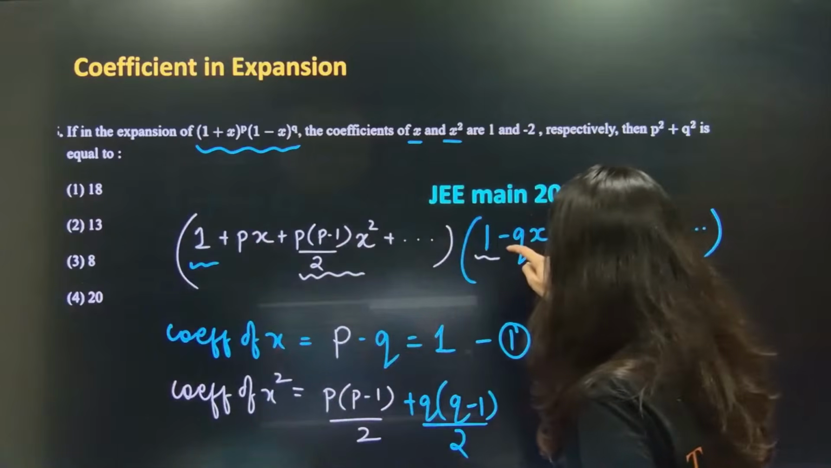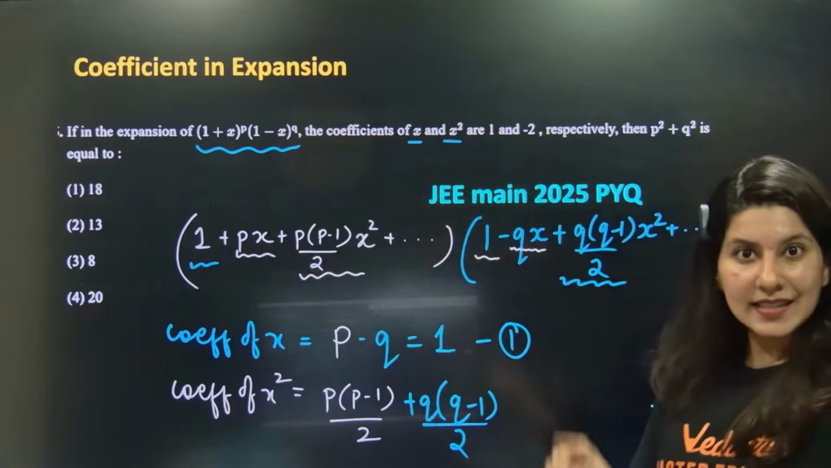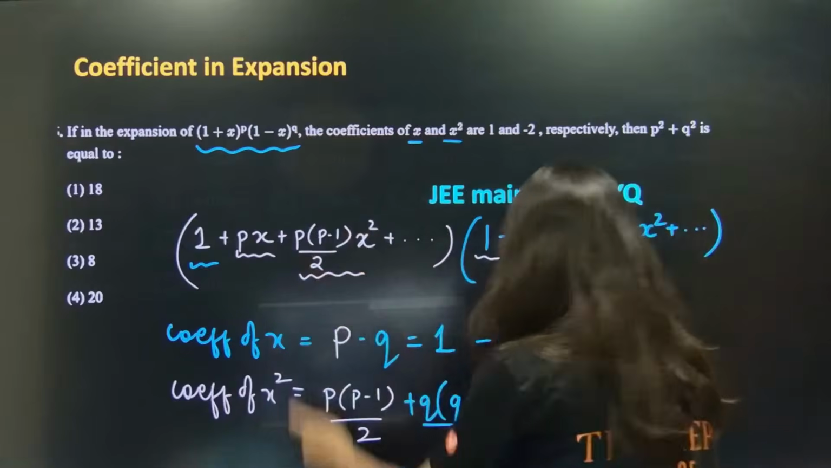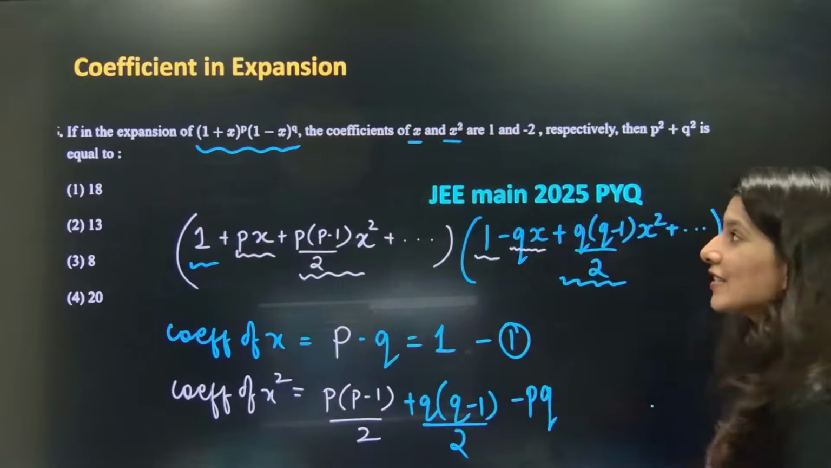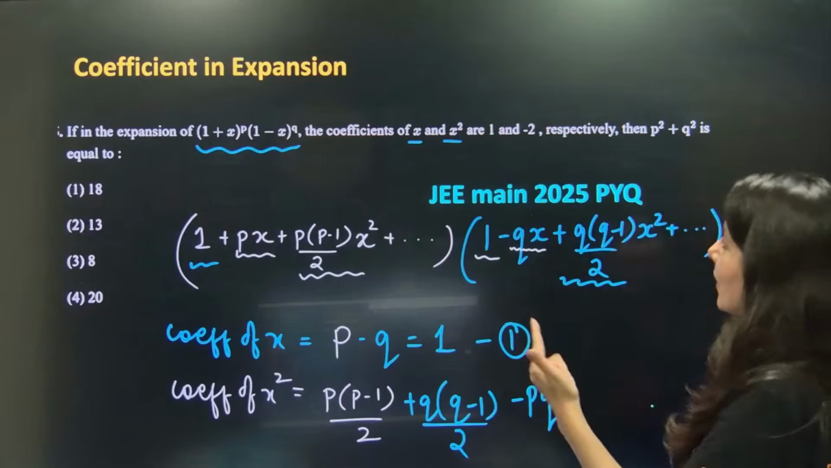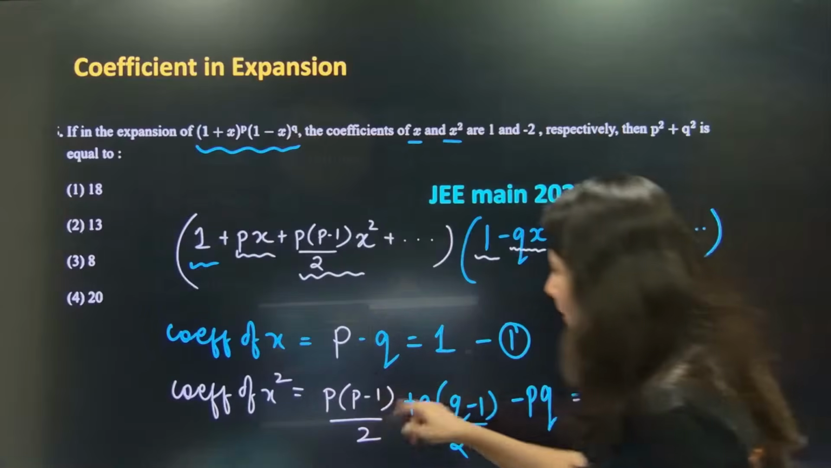Please do not forget, some students might forget this. If you multiply qx with px, x into x will get multiplied and x square will also get generated. So minus pq will also be there. This is the coefficient of x square. Three terms will be there when we are looking for x square. So this is just minus 2. Now solve this much.